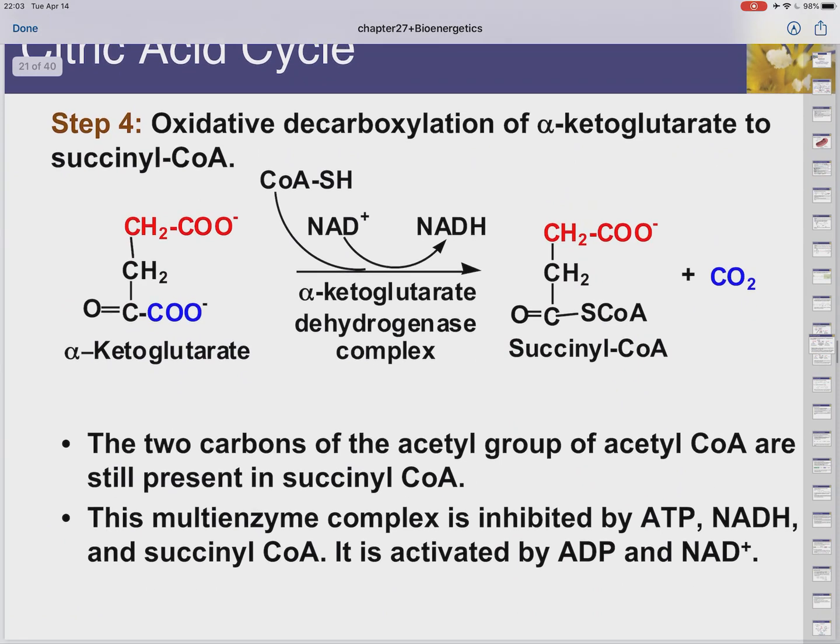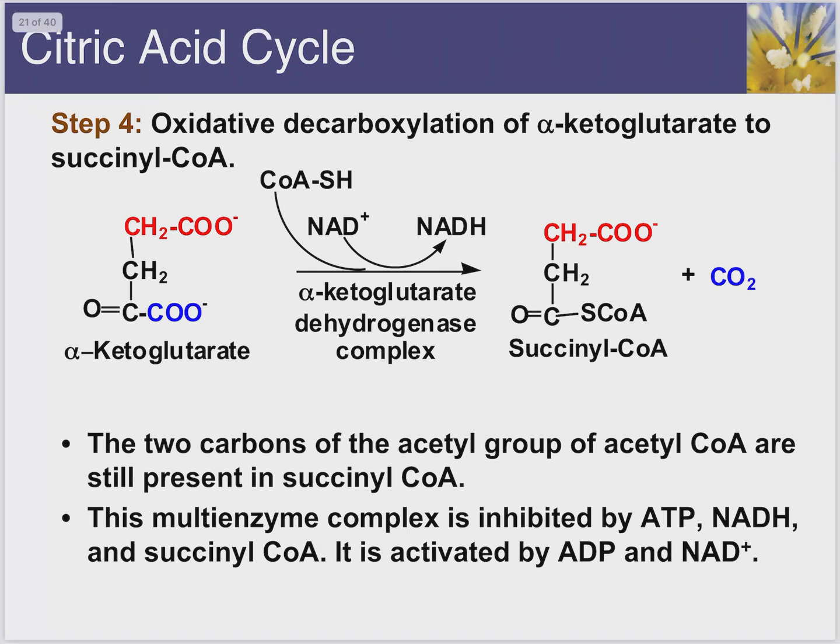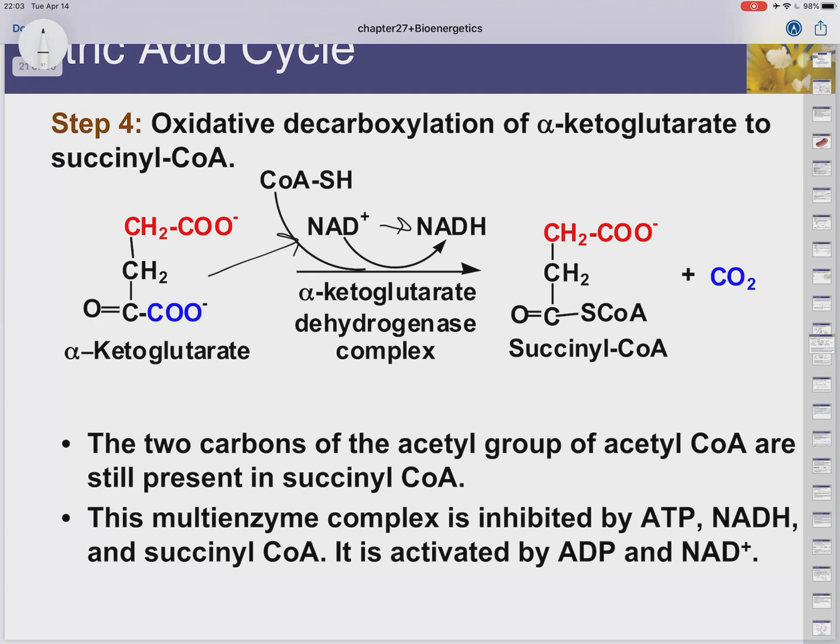Alpha ketoglutarate will now react with our dehydrogenase complex to get our first molecule of NADH formed. This is an oxidation reduction reaction where alpha ketoglutarate is going to get oxidized, NAD plus is going to get reduced, and we end up with succinyl-CoA, and we lose that second carbon dioxide. So two things happen in this reaction: we have the reduction of NAD plus, and we also have the liberation of a carbon dioxide.